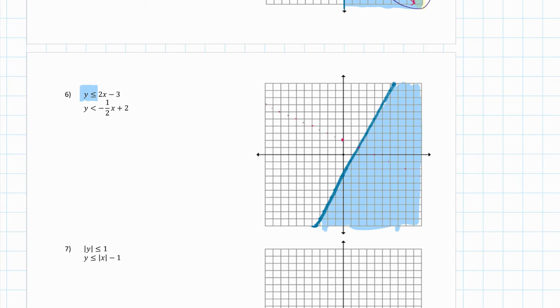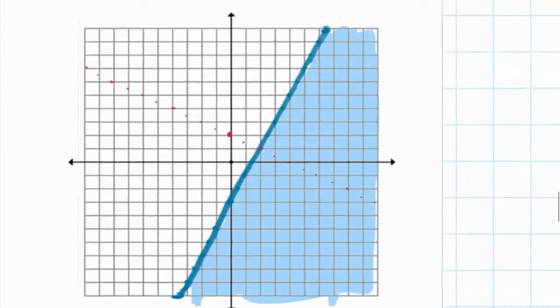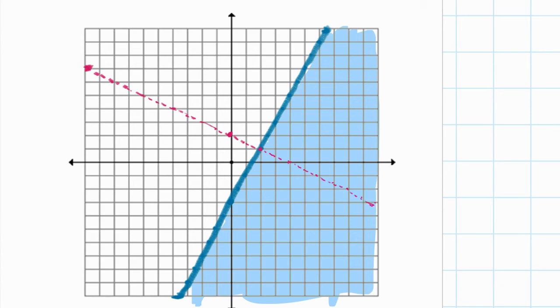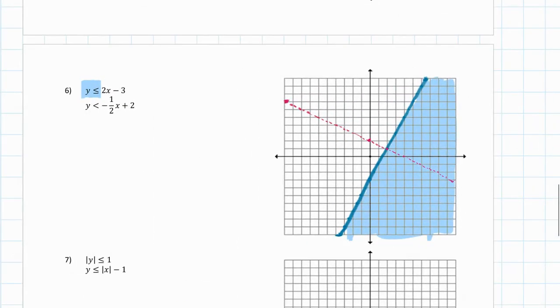Now this should be a dotted or a dashed line because it is a less than, not a less than or equal to. So I'm just going to zoom in on that and spend just a minute doing a nice broken line that tries to get through as many of these dots as I can. That's pretty good. Then we'll come back up, and y is less than means to shade below that.